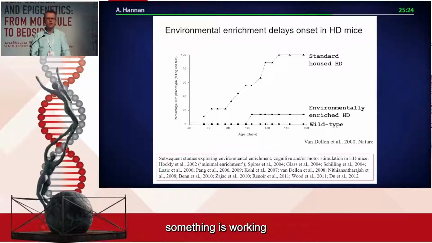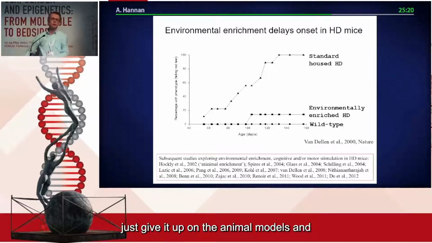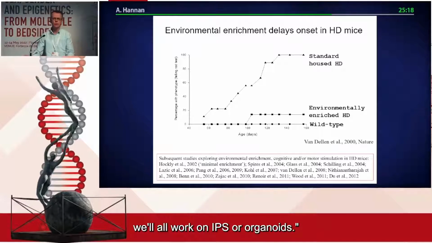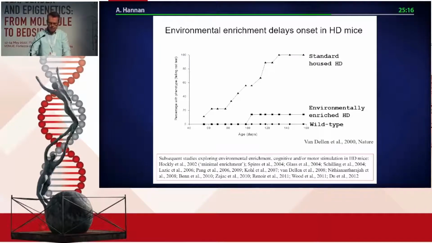An important aspect here too, because I have been to meetings whereby people have animal models where a drug or something's working and they go to the clinic and the clinical trial fails, and people say, well, let's just give up on the animal models and we'll all work on iPS or organoids. But I think part of it is, if you have an accurate model, and we have the advantage in Huntington's of this genetics that allows us to have an accurate model, then it can translate.